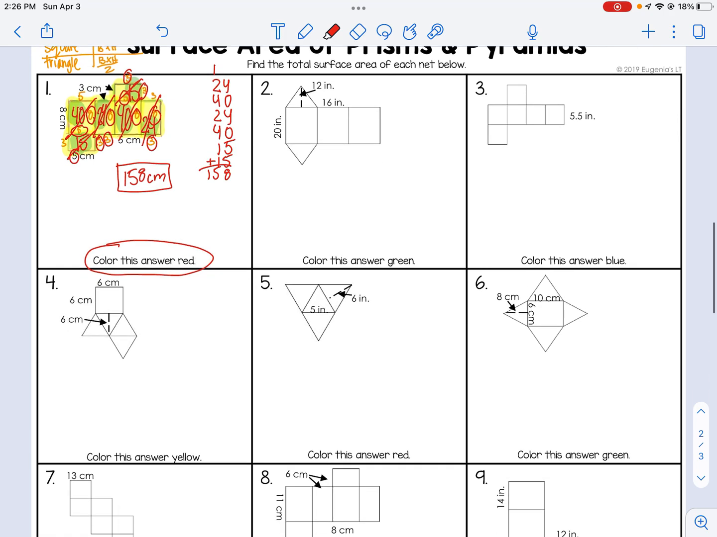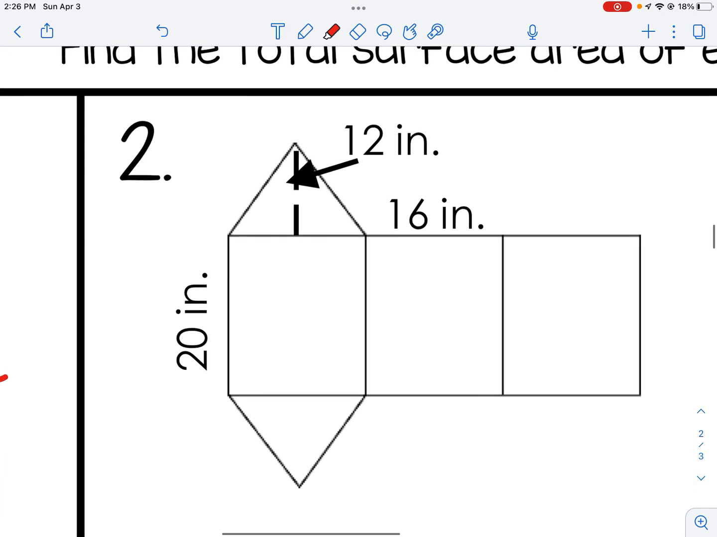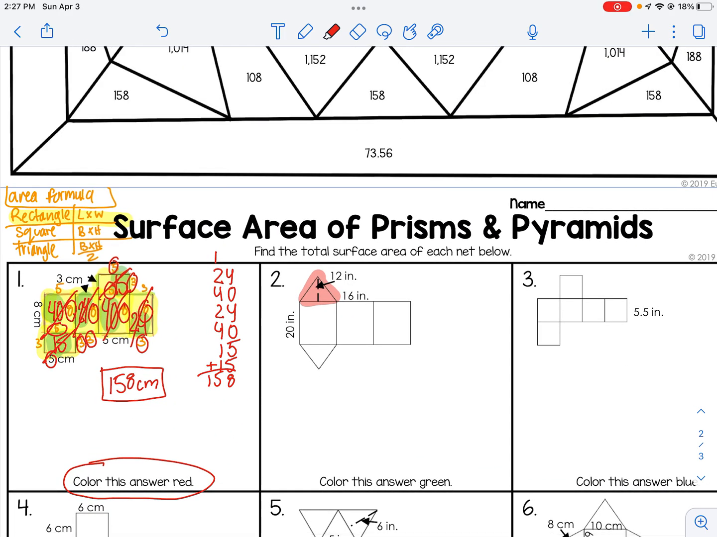Okay, you'll do the same thing for all the other ones. You'll just have to remember when you do one that has a triangle in it, make sure that you do the area formula for a triangle, which is base times height divided by 2. Okay, if you have any questions, please talk to the people in your group before talking to your teacher.